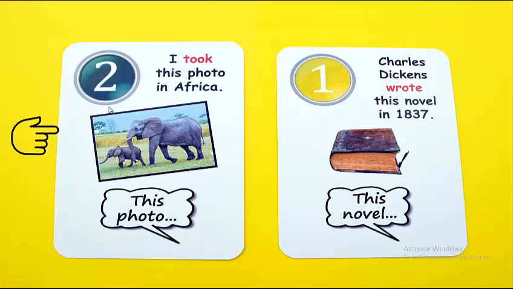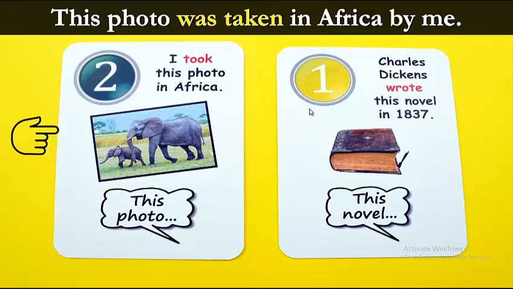Now it's time for card number 2. I took this photo in Africa. Start this sentence with this photo. Change it into passive. Read carefully. Let's see. Wonderful. This photo was taken in Africa by me. Excellent. As usual, we started the sentence with the object followed by verb to be in the past because the verb took is in the past, followed by the past participle taken.